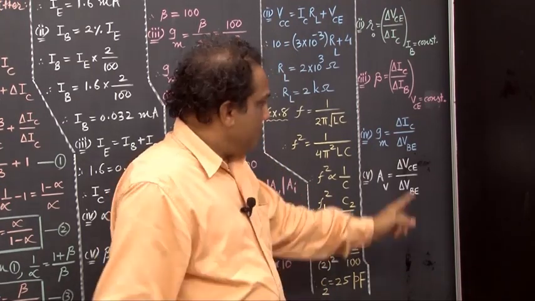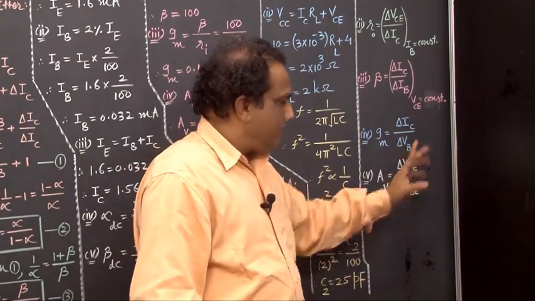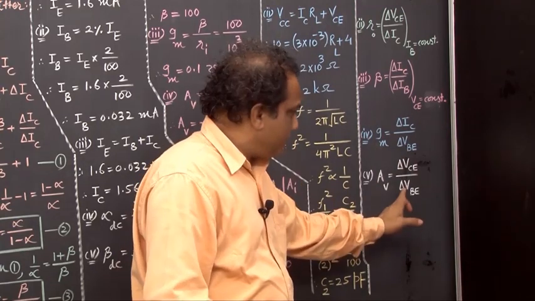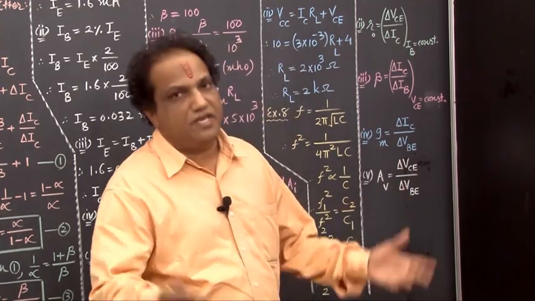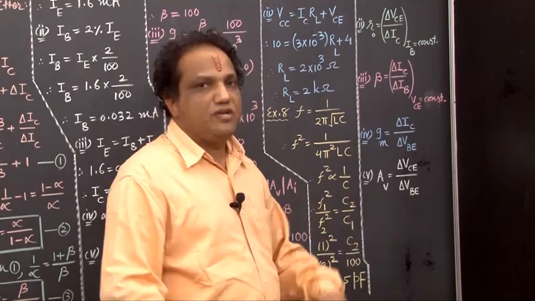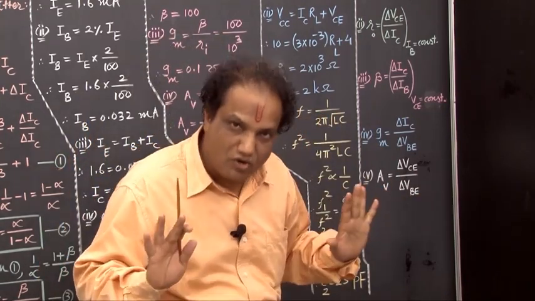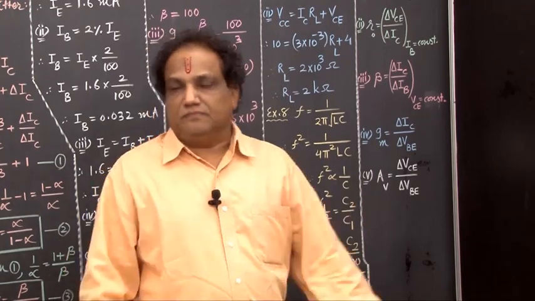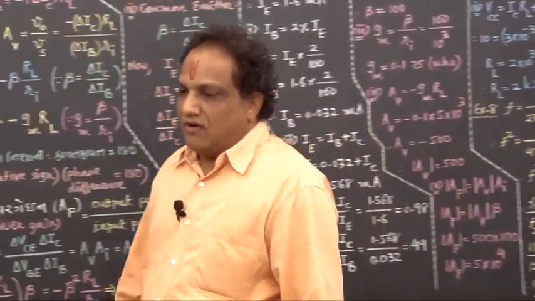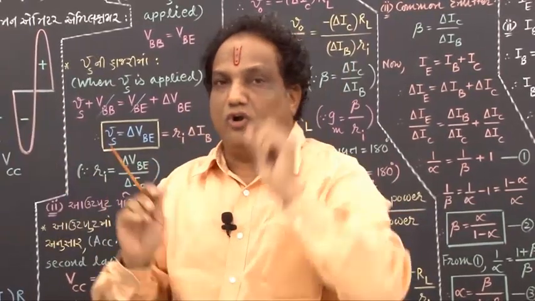I repeat, the ratio of change in collector voltage to the corresponding change in base voltage is called voltage gain of a given transistor, shown by symbol AV. Got it? Fine. Now we go further in the theoretical part of this chapter.